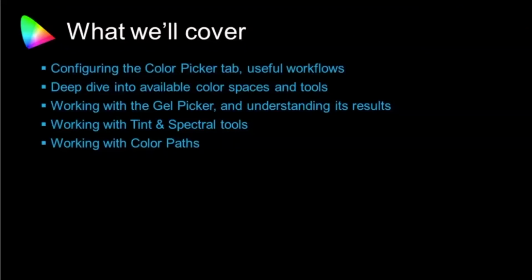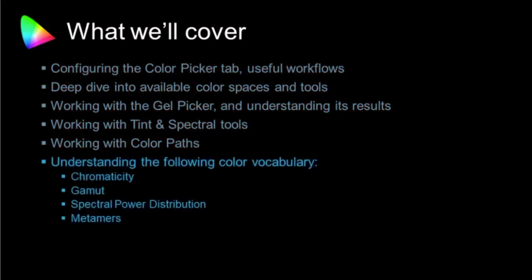So really quickly, over the next couple of hours, what we're going to talk about. We're going to go in depth into all of the color tools that are in EOS, including some workflow ideas, a really deep dive into the spaces and the tools that are available. That particularly includes working with the gel picker and understanding why you get the results you get, and working with the Tint and Spectral tools, and we'll wrap it up by doing color paths.